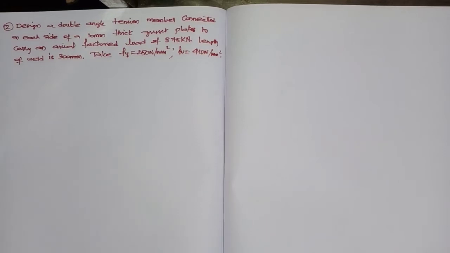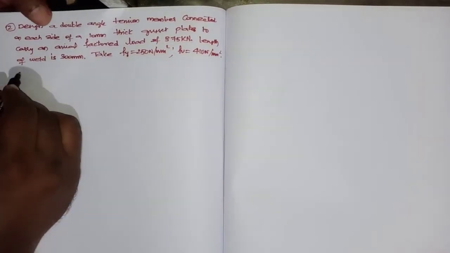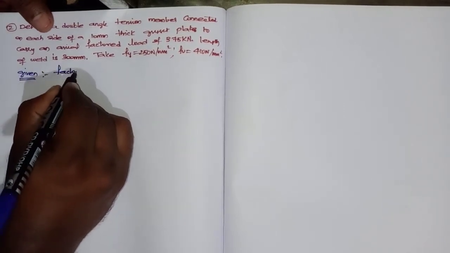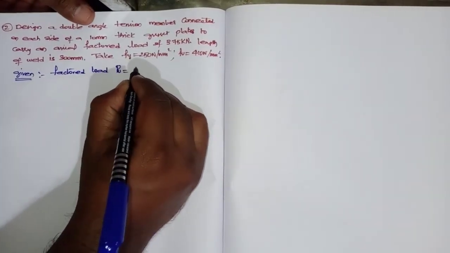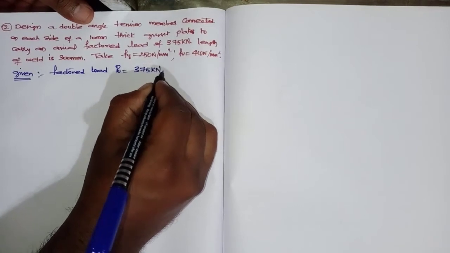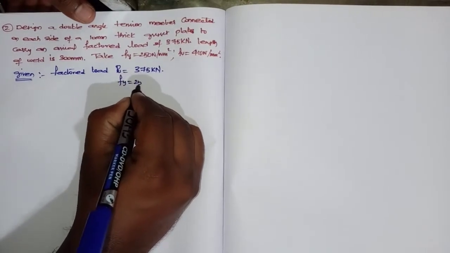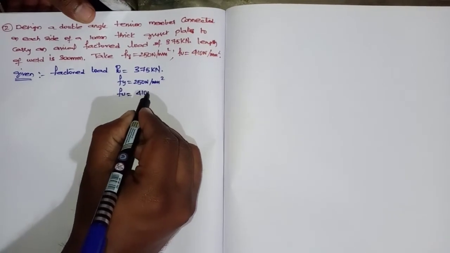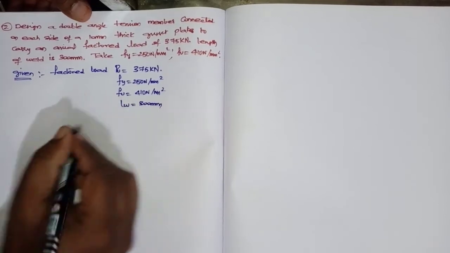This is the question given. Now we'll write the given data first. Okay, it's very important. That is factored load, it is denoted by Pu, which is equals to 375 kilonewtons, right? Now Fy is given as 250 Newton per mm square and Fu is given as 410 Newton per mm square and length of weld is given as 300 mm, right?